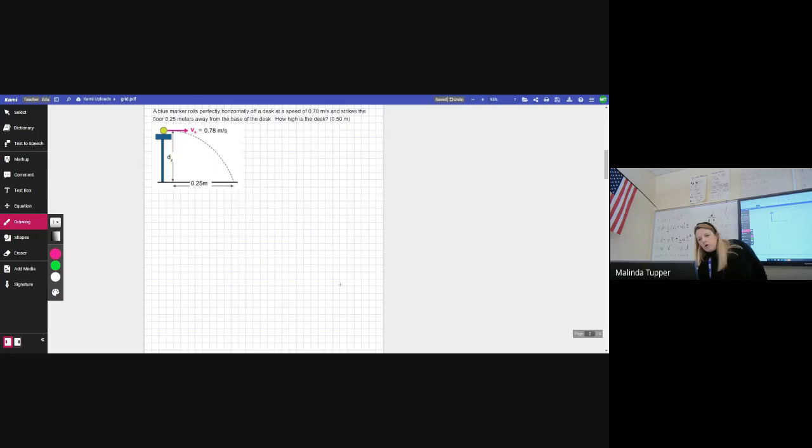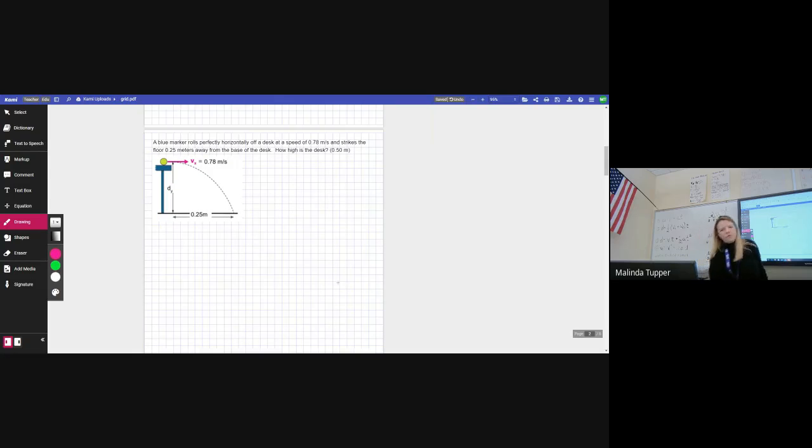The second problem is another horizontal projectile problem, but this one we don't know the time. A blue marker rolls perfectly horizontally off of a desk at a speed of 0.78 meters per second and strikes the floor 0.25 meters away from the base of the desk. So I've put all of those variables into this picture, and I'm trying to find dy.